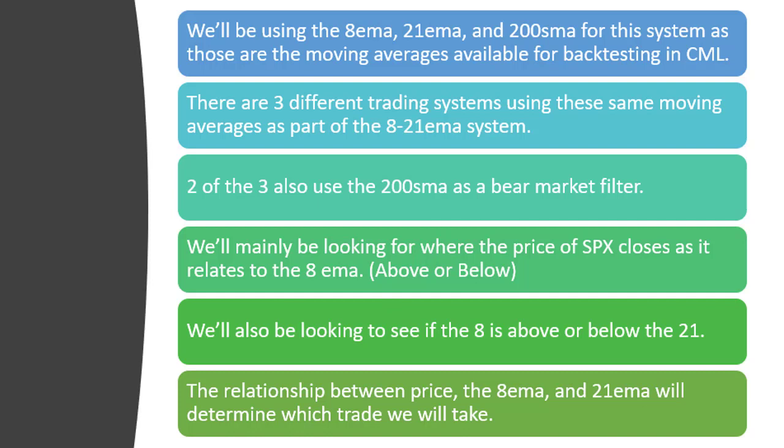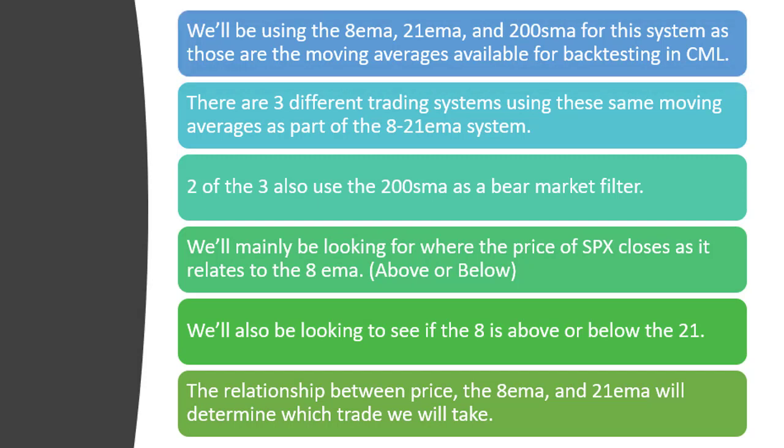So let's talk a little bit about the 8-21 EMA system. I didn't come up with a fancy name for it, but I could probably come up with a better name, so maybe I'll rebrand that or something. But anyway, we're going to be using basically 3 moving averages, and it's primarily based on the 8-EMA and the 21-EMA.